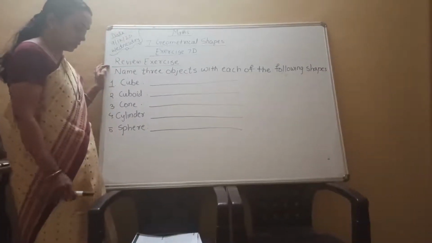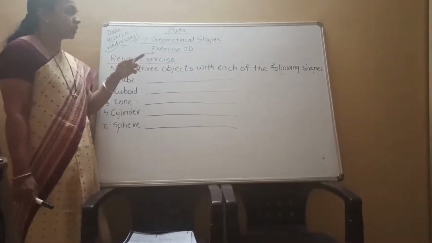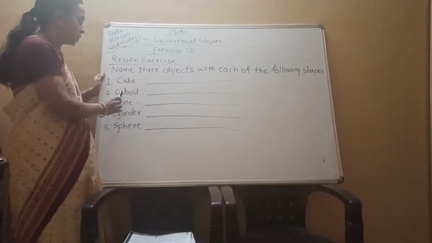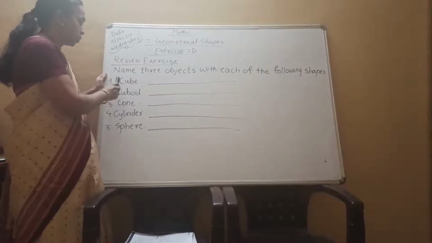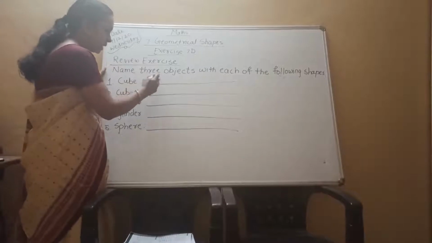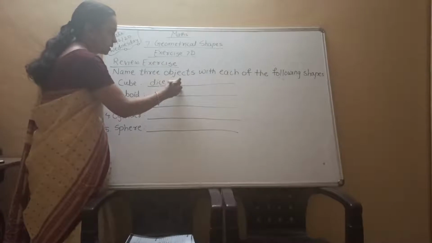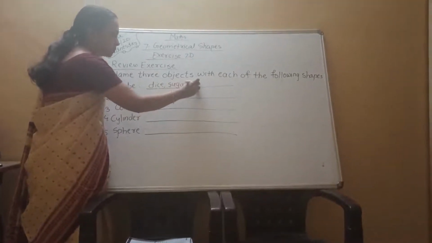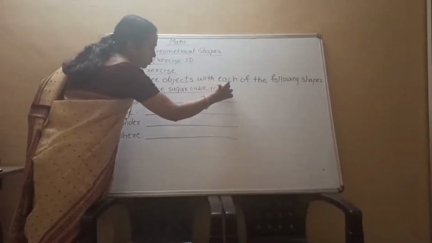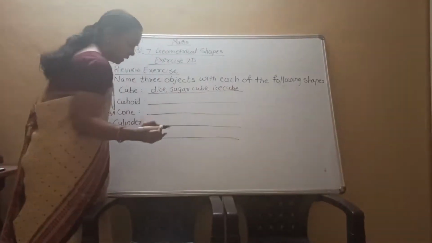Now see your page number 105. Review exercise. Name 3 objects with each of the following shapes. So we have to write down here 3 objects, 3 examples of each of the following shapes. So we will see one by one. First is cube. So first example is our dice. Then second example is sugar cube. Then third example is ice cube. So you write down on that given line.